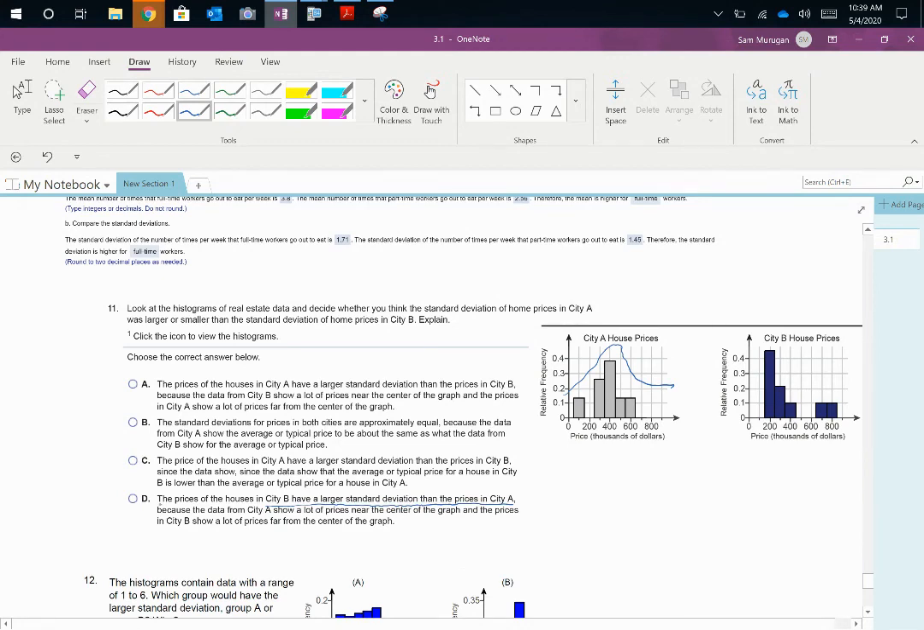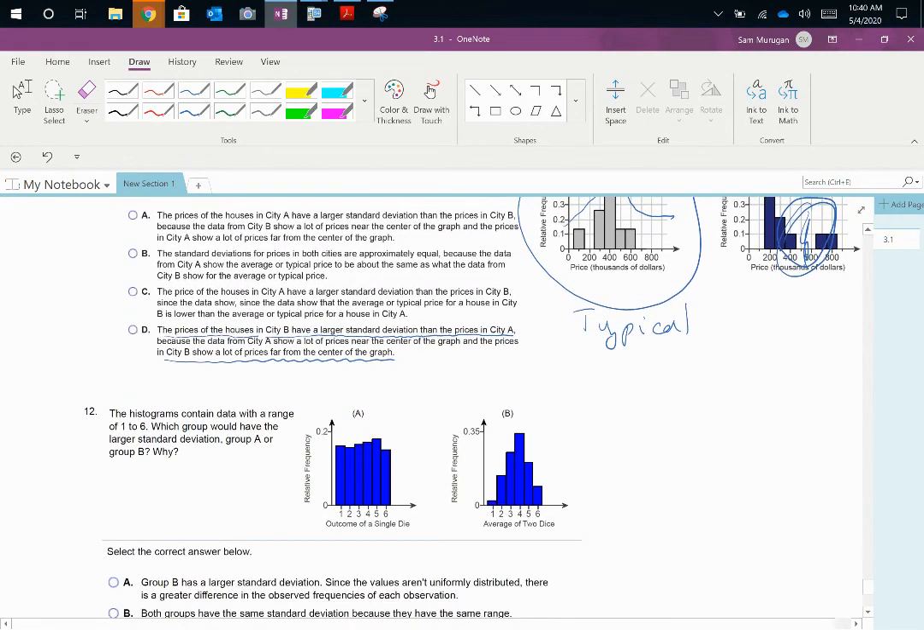So that takes you to this answer immediately. The prices of houses in city B have a larger standard deviation because the data from city A shows a lot of prices near the center. This is typical. So that means city B would be the odd one with the larger standard deviation, and city B shows a lot of prices far from the center of the graph. The center of the graph is somewhere about here, and they show a lot of prices, like for example to the left. So very straightforward question.